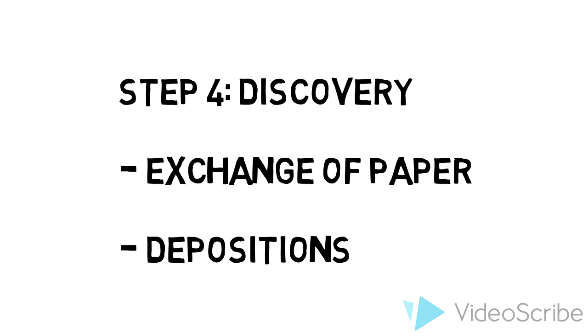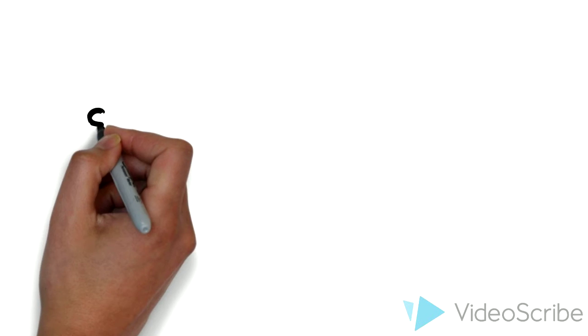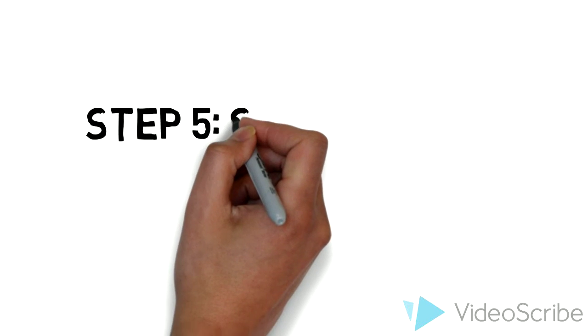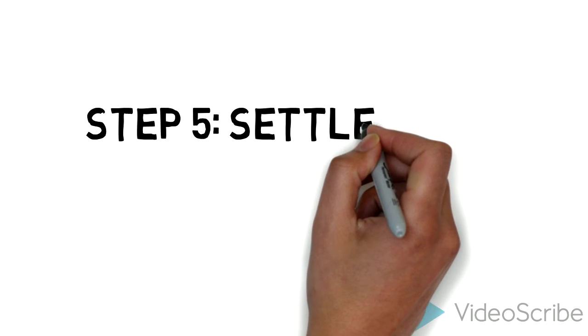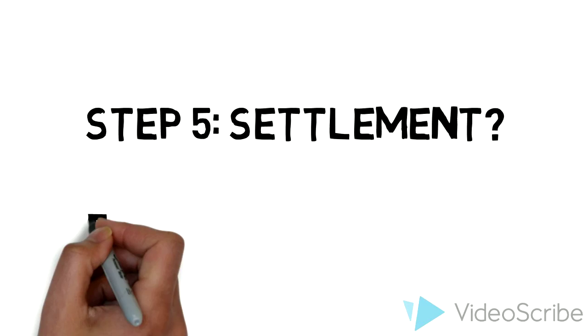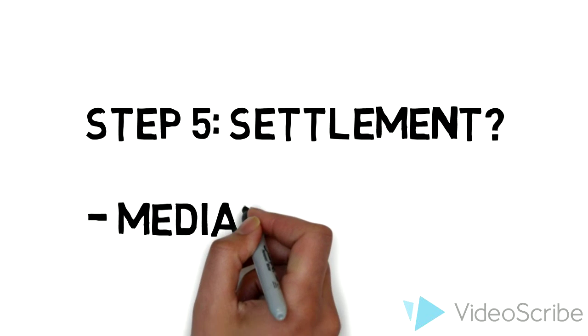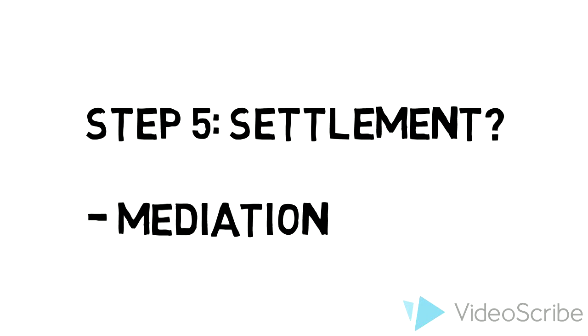Step 5 is settlement. Sometimes this happens, sometimes it doesn't. In employment discrimination cases, oftentimes cases go to mediation. This is a non-binding, somewhat informal process where the parties sit down and try to hash out a settlement agreement, usually using a third party like a retired judge or sometimes another lawyer.